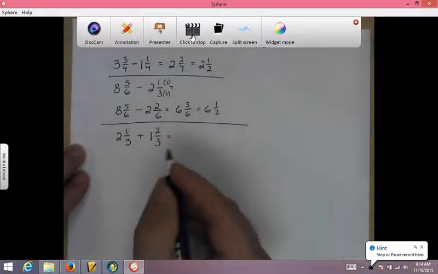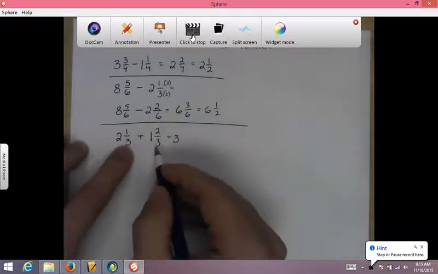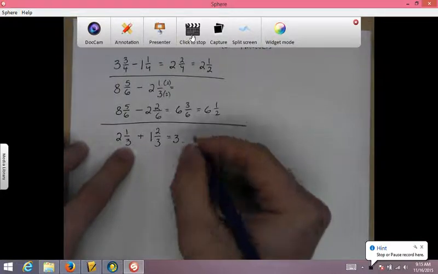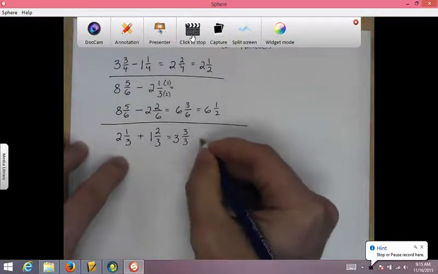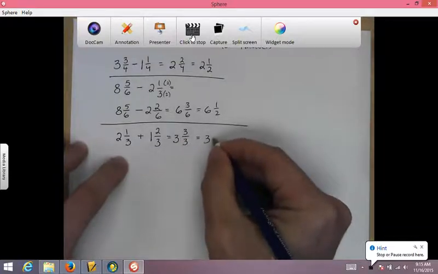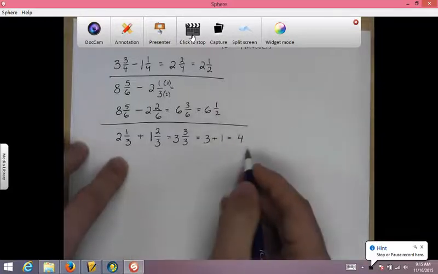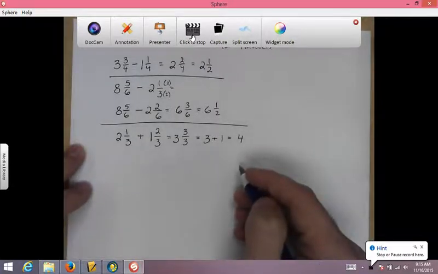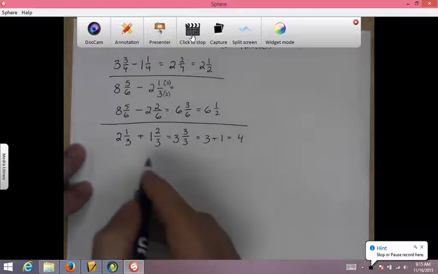Now when I add this, if I look at just the whole numbers, 2 plus 1 is 3. Well, 1/3 and 2/3, how many thirds is that, class? 3/3. And then I'm like, well, 3/3, that's a whole, so this is like 3 plus 1, which equals 4. If we want to avoid all this, and even more complicated things, what we do is turn these into improper fractions.